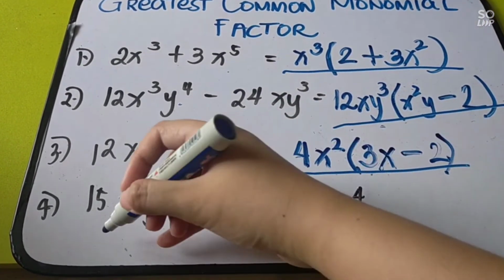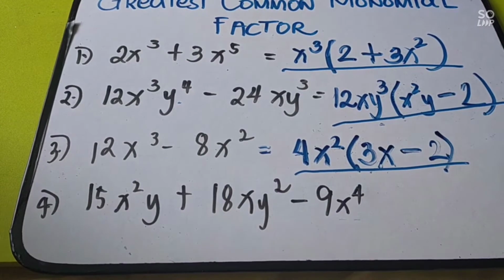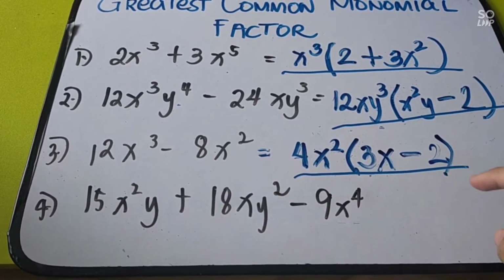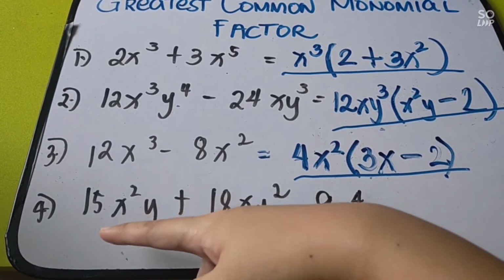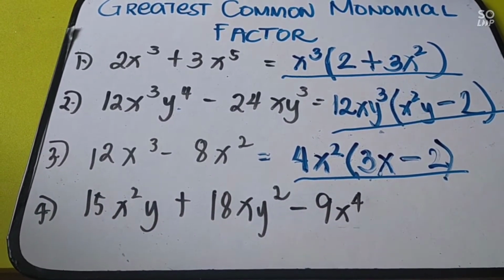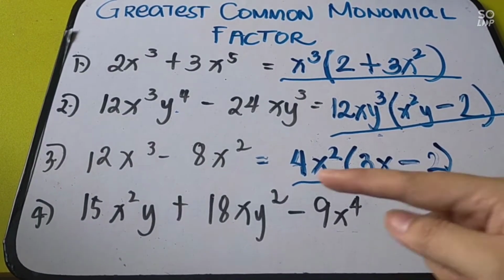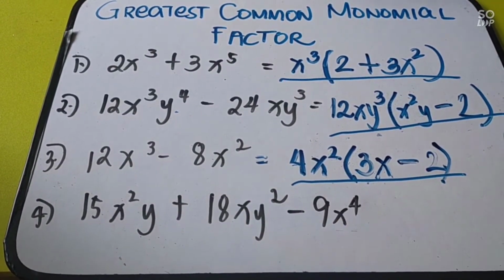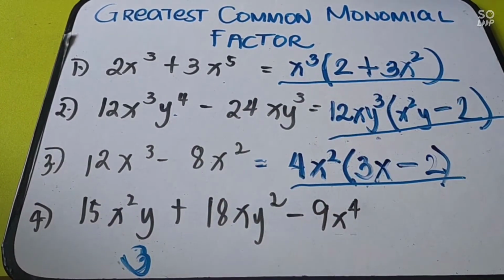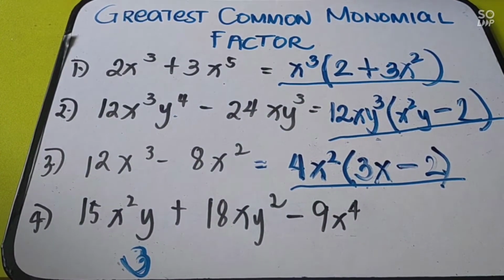Next tayo, let us have number 4. This one. We have 15x squared y plus 18xy squared, then minus 9x raised to 4. Let us find the GCF of 15, 18, and 9. Okay. Anong pinakamataas na number na pwede mo i-divide dyan sa tatlo na yan? So, we have here 3. 3 lang. Yan lang ang pinakamataas na pwede mo i-divide sa kanilang tatlo.